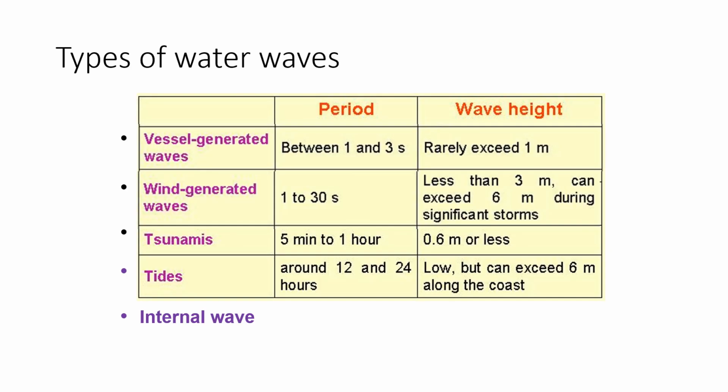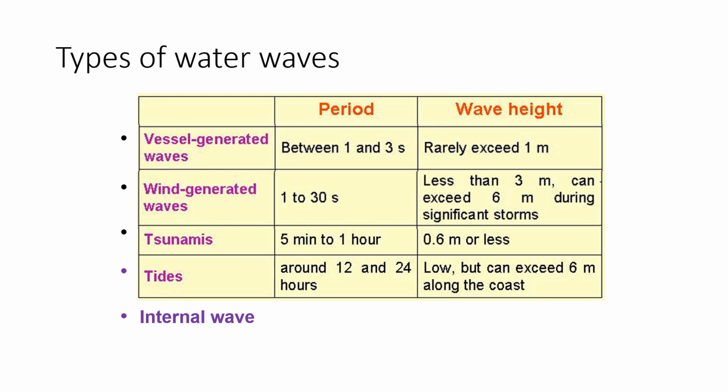These are the common types of water waves that can be observed in the coastal region, from the smallest vessel-generated waves with wave height less than 1 meter typically, and wave period not more than 3 seconds, to the more common wind-generated waves, which can have wave period up to 30 seconds and wave height as large as 6 meter during an extreme storm event, and to the longest wave known as tide, which have a wave period of 12 or 24 hours generally, which means that the high tide is basically the arrival of the wave, and it actually arrives and departs and arrives again in a period of 12 hours.